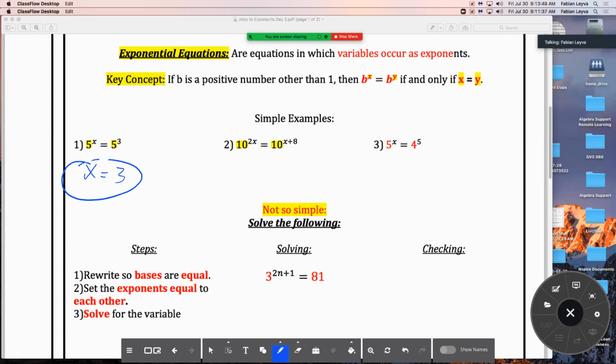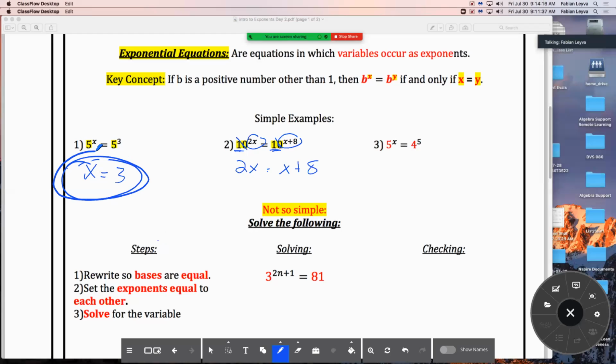Now let's go into the second one. This one's a little bit more tedious, but it's showing the same concept. Notice I highlighted my two bases. The reason why I highlighted them is because they're exactly the same. Now, if you have two bases that are equal to each other, that means their exponents have to be equal to each other. So that means that 2x has to be equal to x plus 8. Now you can see here that it wasn't as simple as number one, but it's pretty straightforward. We can solve this quite easily.